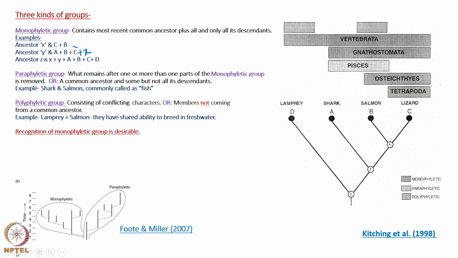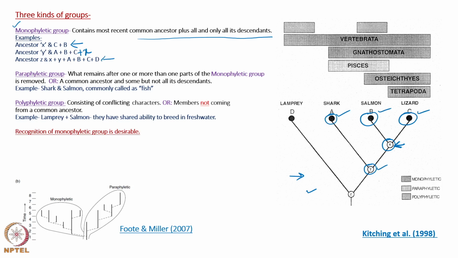Let us look at some other terms, very important. The monophyletic group contains the most recent common ancestor plus all and only all its descendants. For example, in this diagram, ancestor X, which can be hypothetical or real, that means either I may get a fossil of X or I do not have any fossil, but I have hypothesized that there was a common ancestor, and C plus B together will define a monophyletic group. Now, there is another way of defining a monophyletic group from the same figure: ancestor Y, X and then A, B and C define a monophyletic group.